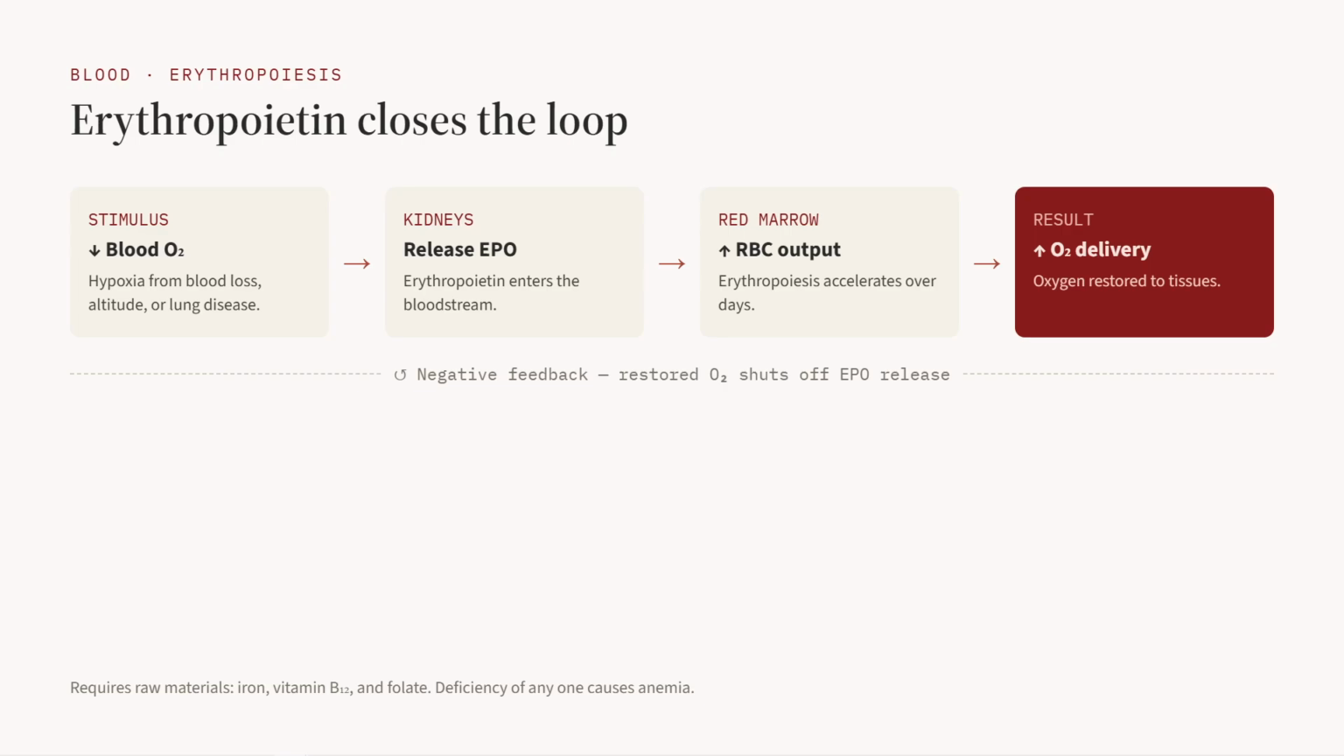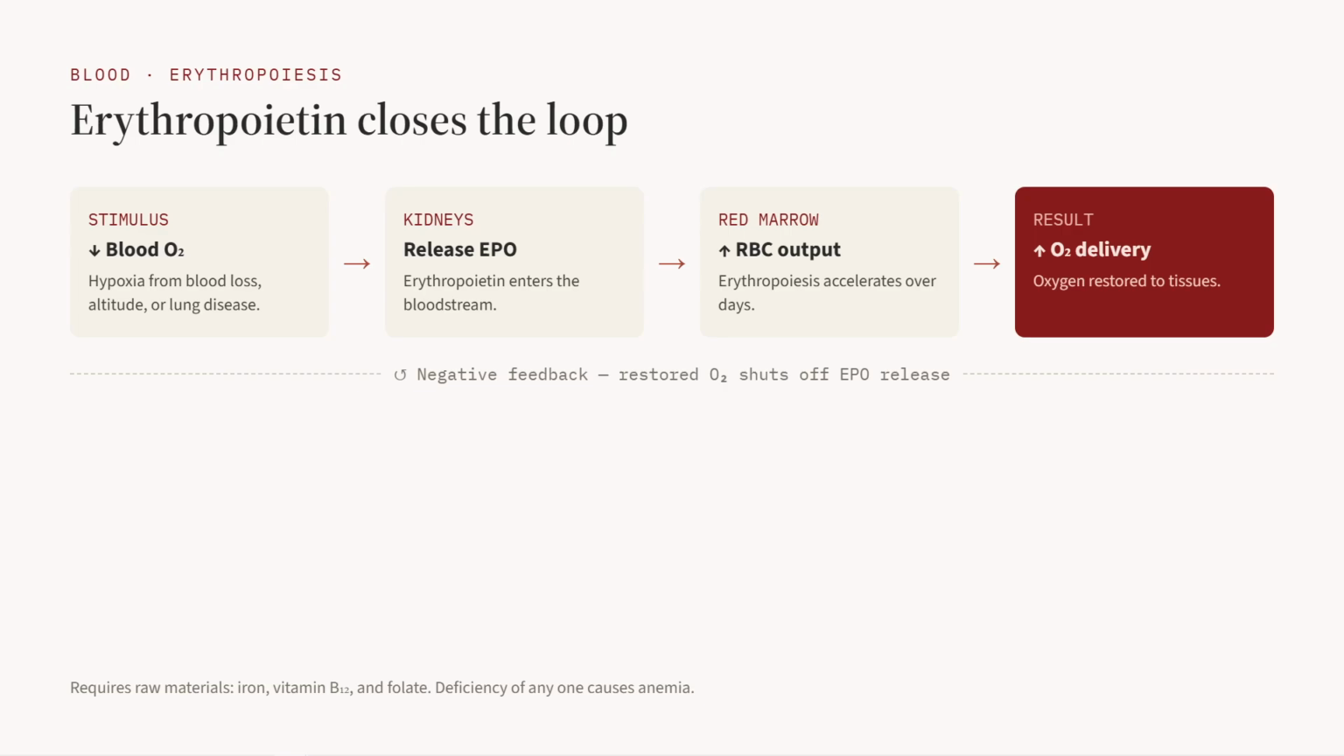So how does the body keep red cell numbers right? Through a classic negative feedback loop. The trigger is low blood oxygen, from blood loss, high altitude, or lung disease. When the kidneys sense that hypoxia, they release a hormone called erythropoietin, or EPO, into the bloodstream. EPO travels to the red bone marrow and ramps up red cell production over the next several days.